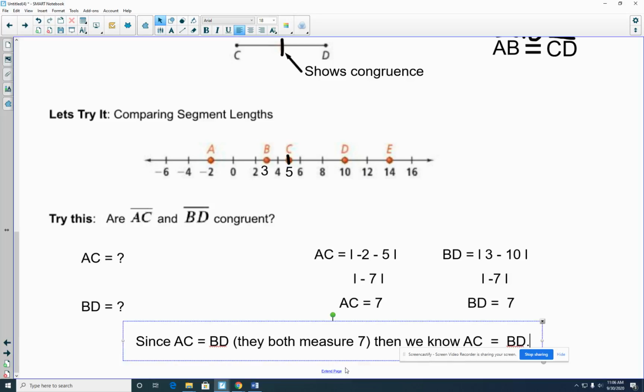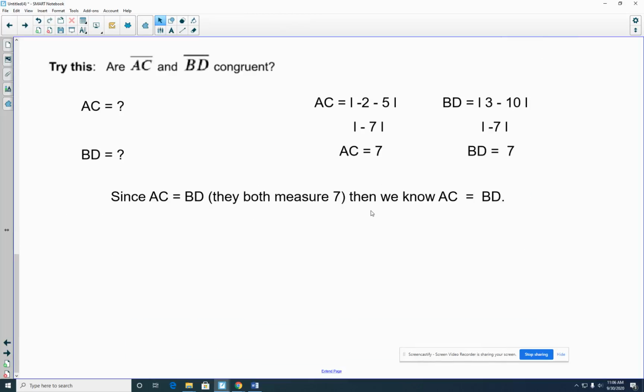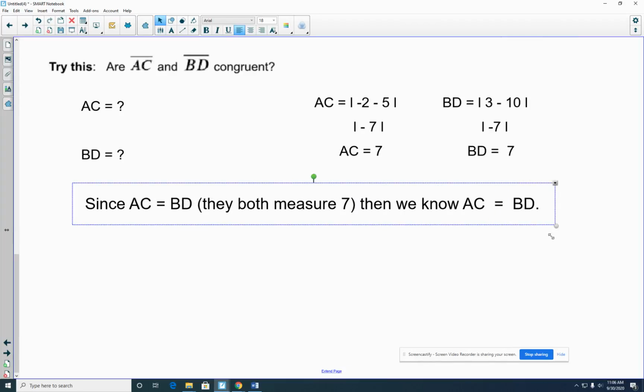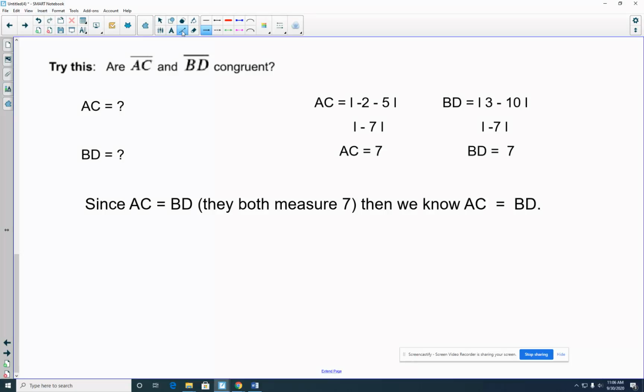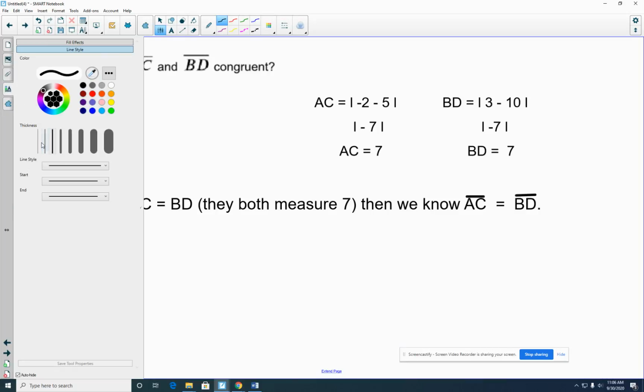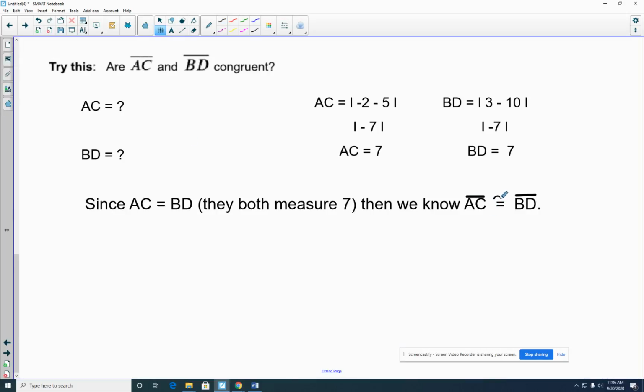Now I have to change this a little bit since we're talking about congruence for the last portion over here. I do have to be careful. I have to put the segment symbol on top of AC and on top of BD, and I also need to include that little squiggly on top of my equal sign. So there it is. The answer here is yes, and there's our explanation. That's how you compare segment lengths.